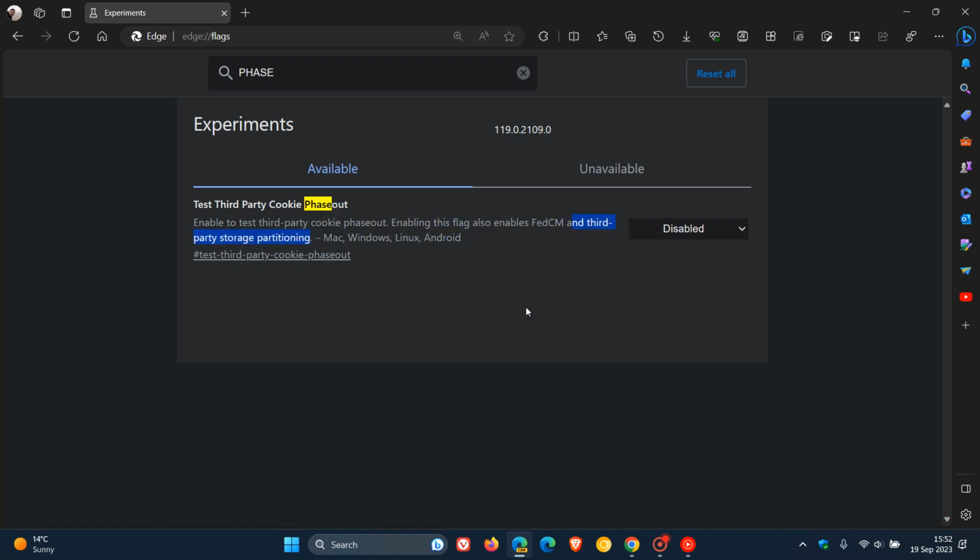Now, the second bit of information is third-party storage partitioning. What that does is it basically prevents sites from cross-site tracking you, as I mentioned in that example of what third-party cookies are all about. So third-party storage partitioning prevents different websites from cross-site tracking you, and that basically enhances your privacy and your security to some degree or the other.